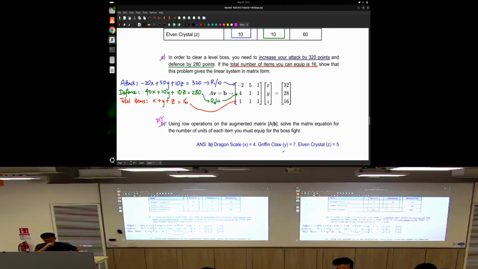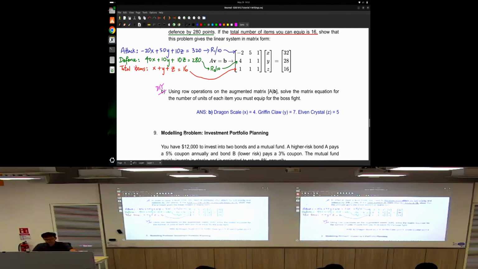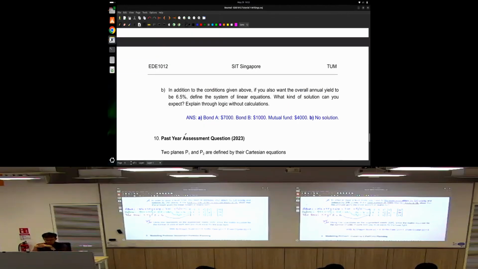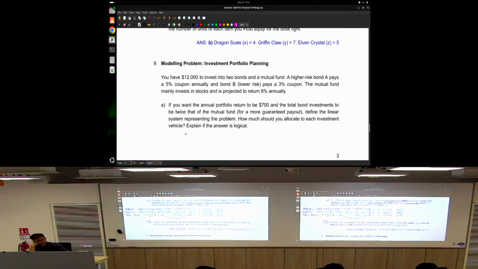You get unique solution, 4, 7, and 5 respectively. Okay, so let's look at question 9. So we're only left with 9 and 10. Okay, so question 9 has two parts.